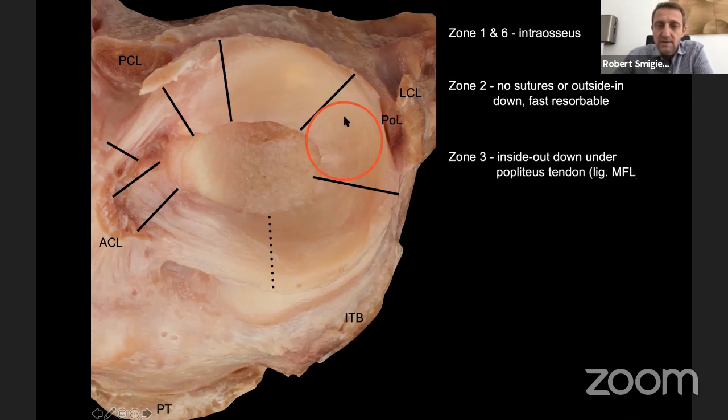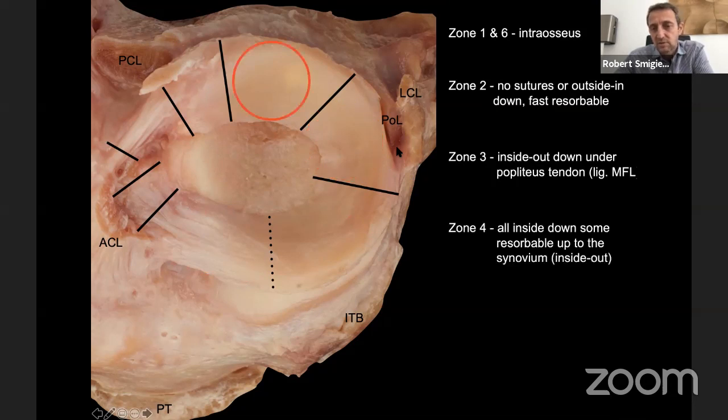Zone 3 is interesting. As I said in the previous talk, the menisco-popliteal fascicle should be sutured. The menisco-fibular ligament should also be managed. Zone 4 is easy. I put the all-inside down suture in zone 4 for the meniscus. Sometimes if I can put my scope to the back, I make circular sutures very similar to the ramp lesion.